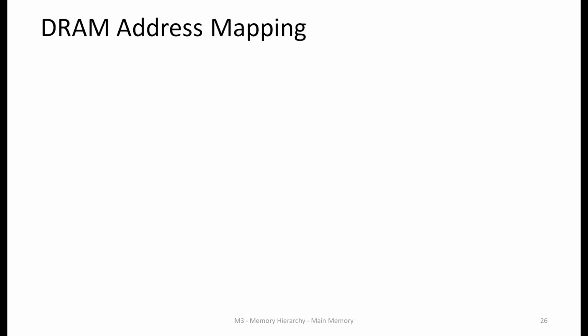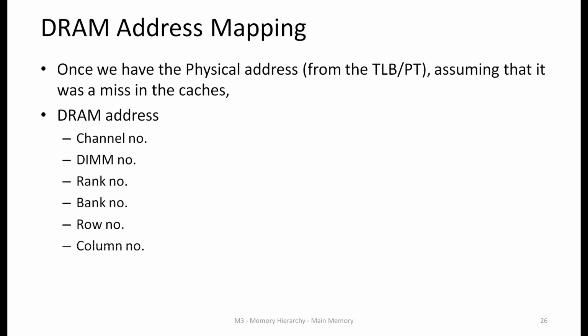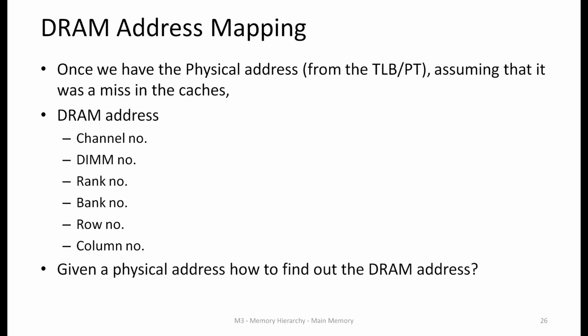Now with this understanding, let's look at the DRAM address mapping. When a request comes to the memory controller, mainly as a miss from the caches, we know its physical address from the TLB or the page table. We need to split that physical address into the DRAM address. Specifically, we need to know which channel it would go to, which DIMM, rank, bank, row, column. If we are able to get this, we interpret that as a DRAM address. Now for a given physical address, how do we find out this DRAM address? Here we need what's called DRAM address mapping.